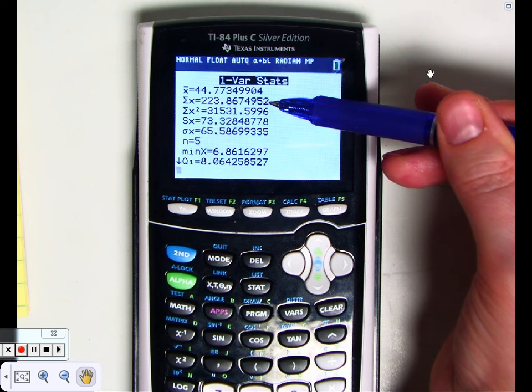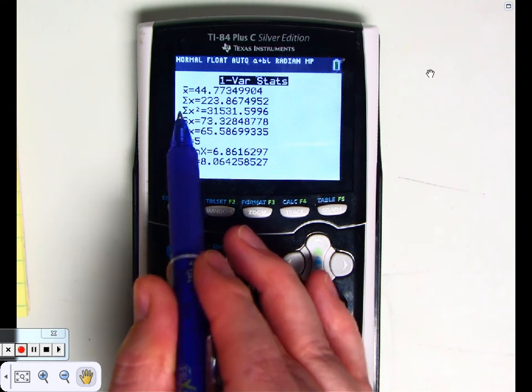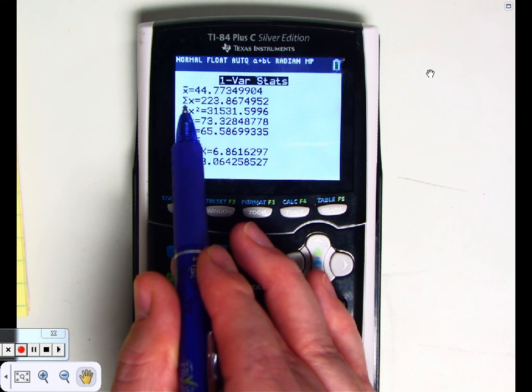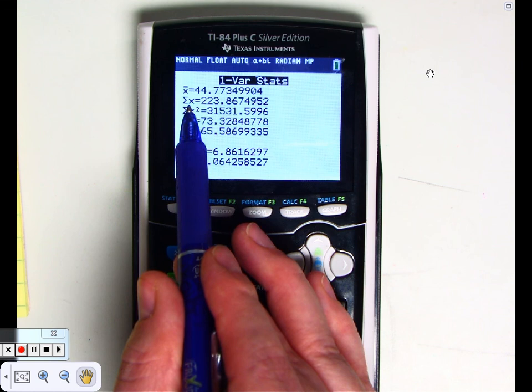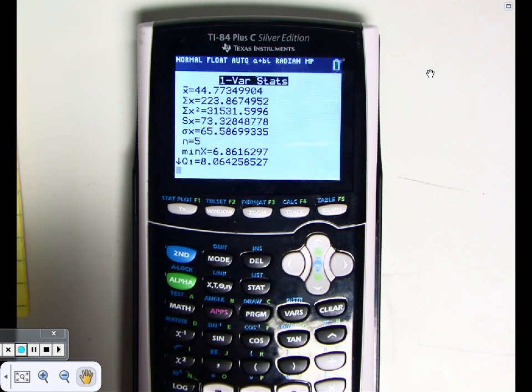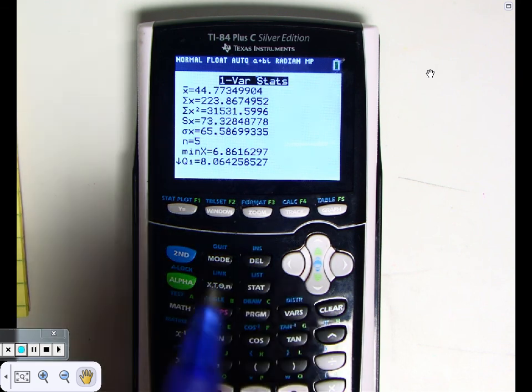You want the summation. So remember, in our calculator, we had that sigma x. And so this is adding up all of those x values in list 3. So 223.867. Did I do something wrong? Hold on for a second.